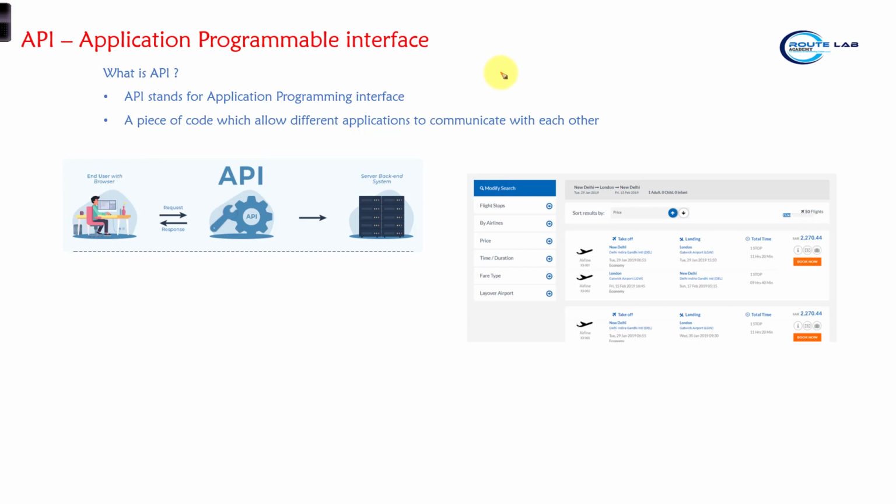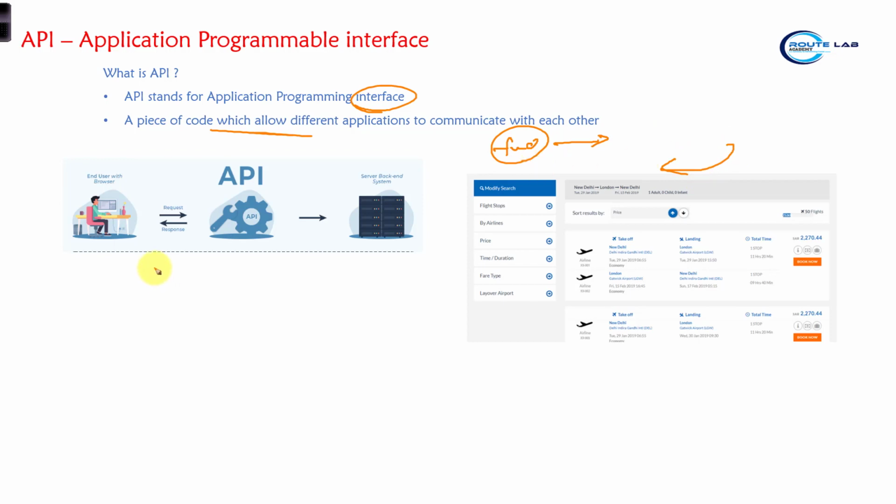So here now we are going to discuss something called API, which stands for Application Programmable Interface. It is a piece of code that allows different applications to talk to each other or communicate with each other. Or else we can say that API is responsible for providing the connectivity between two different applications so that they can exchange information. It's a kind of messaging which takes the request from one application and forwards that request to the next application to get back the result.